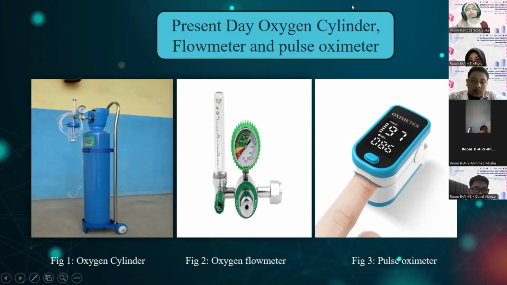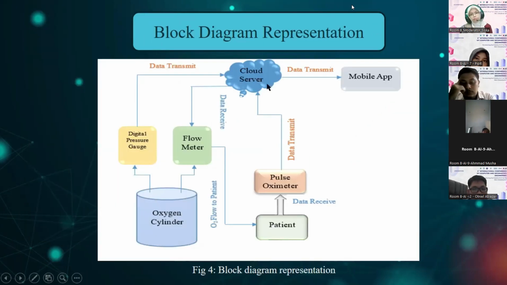We need to send it to the cloud server, and finally the Android app interacts with the cloud server, and all cloud server values are monitored by the Android app. The Android app also provides an alarm to the caregiver for the threshold value of SpO2 and pressure gauge. That is our hardware block.